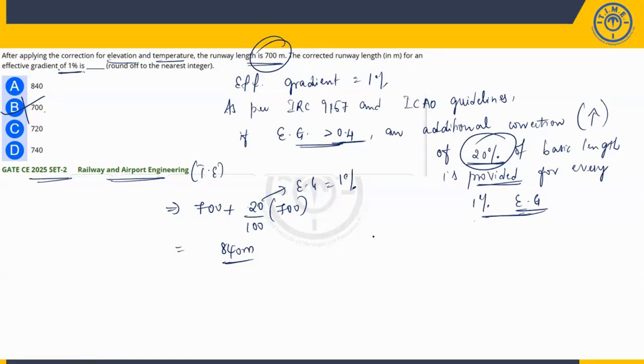For the same question, if the effective gradient is 1.5%, what is the corrected runway length in meter? Tell me for this also. For an effective gradient of 1.5%, what is the corrected runway length in meter? Very good. Very good, Tangaveni. Very good, Ashika.